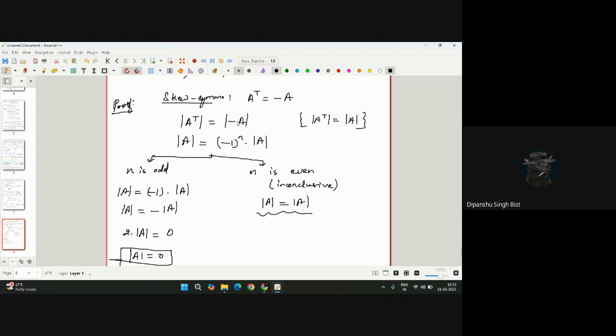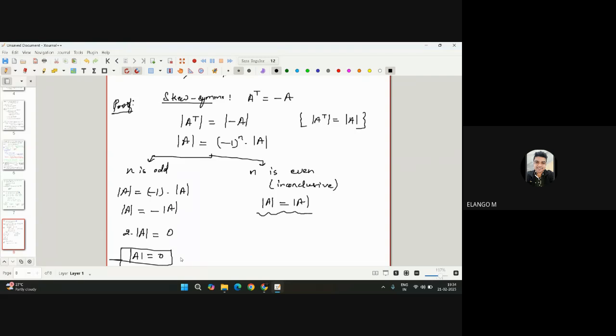And then if we try to take minus 1 out of it, because it's a constant quantity, we will have to put its power as n, times determinant of A. So now if n is odd, minus 1 to the power n will become minus 1 only, and then you can write determinant of A is equal to minus of determinant of A. You take this entity to left hand side, it becomes 2 times determinant of A equal to 0, and if you divide both sides by 2, you get determinant of A equal to 0. That's actually for a skew symmetric matrix.